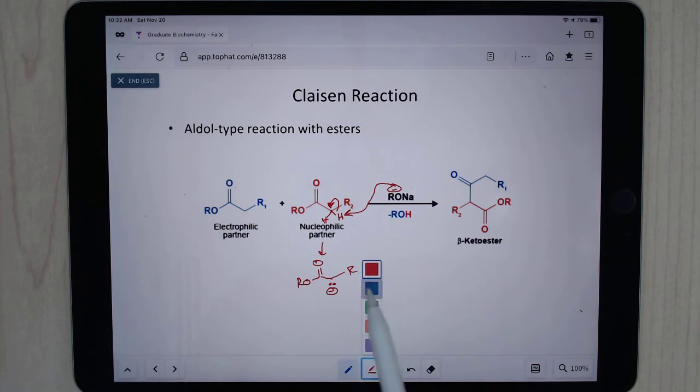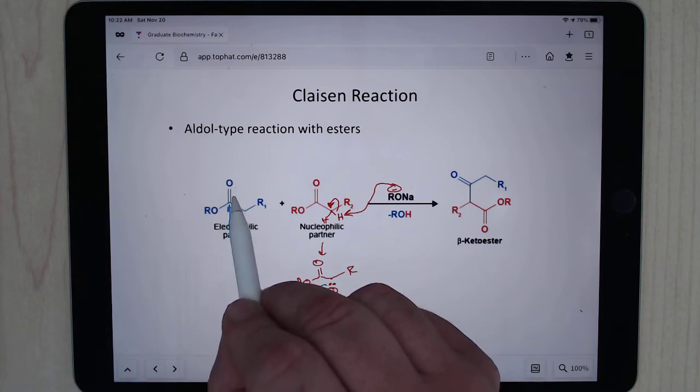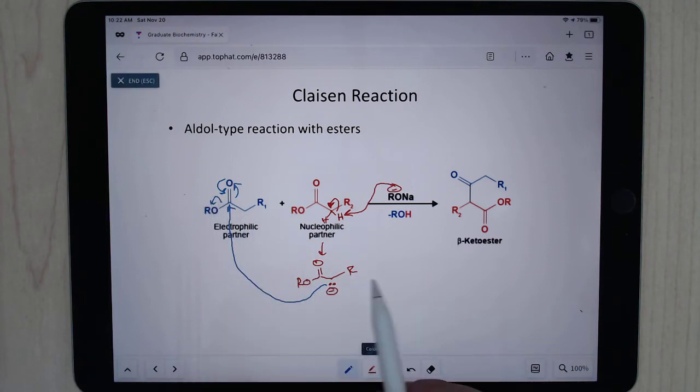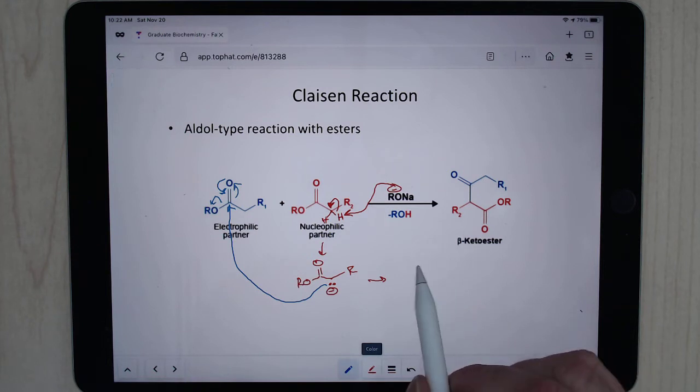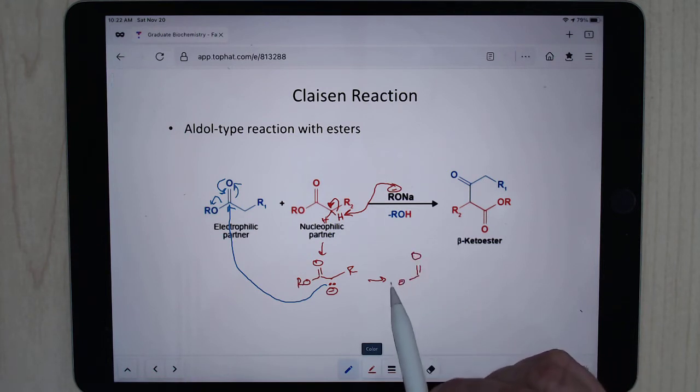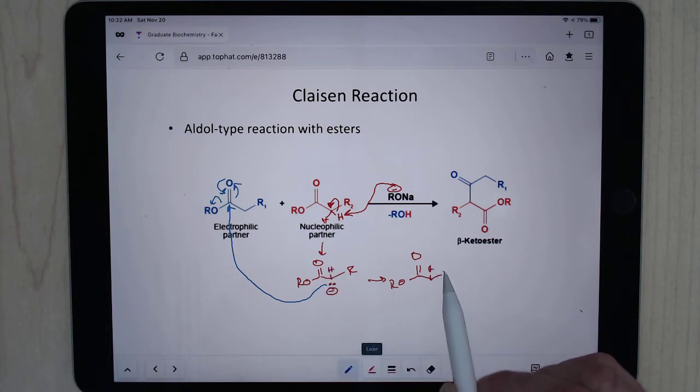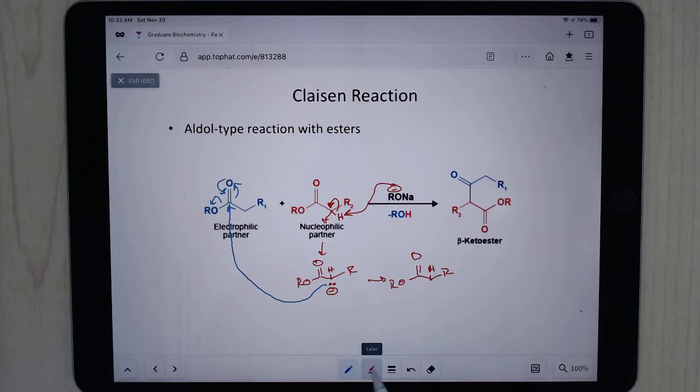Right. Now that is going to come in, attack here, right, up, down, kick away. And so what you're going to end up with is this. The hydrogen's still there. R. And then here, like that. Okay, so it's just an aldol reaction, except you're working with esters.